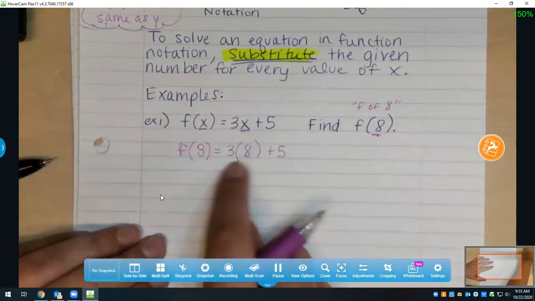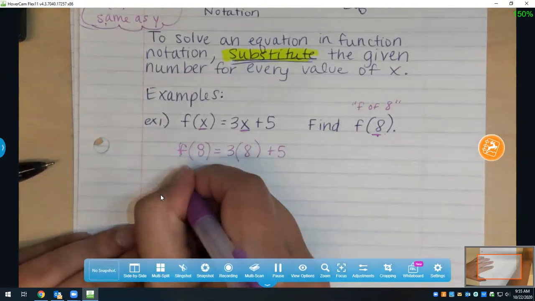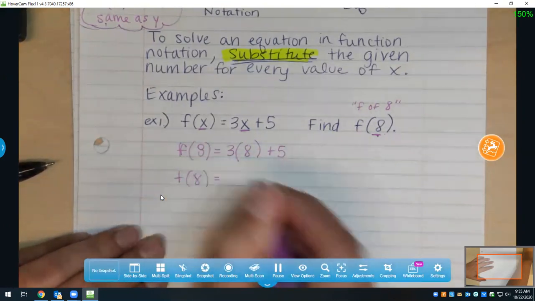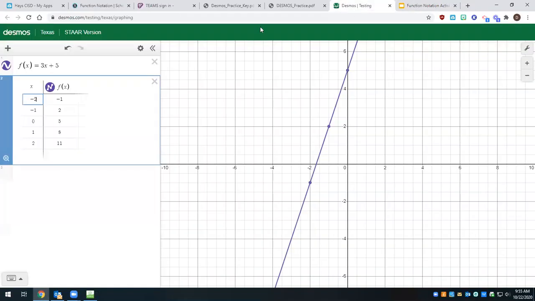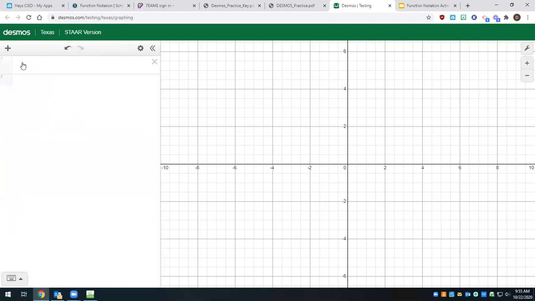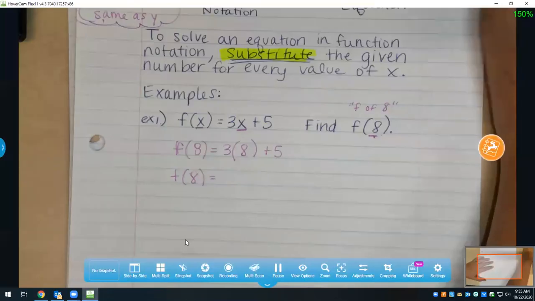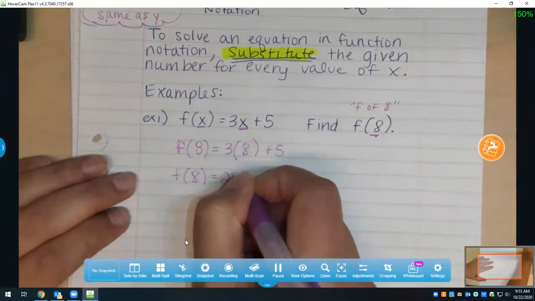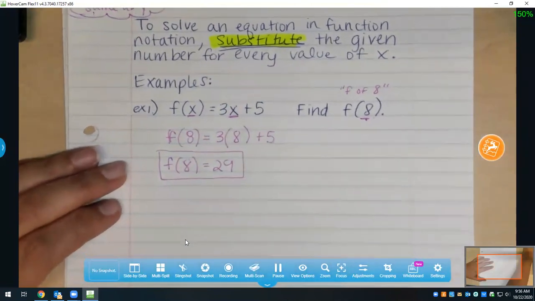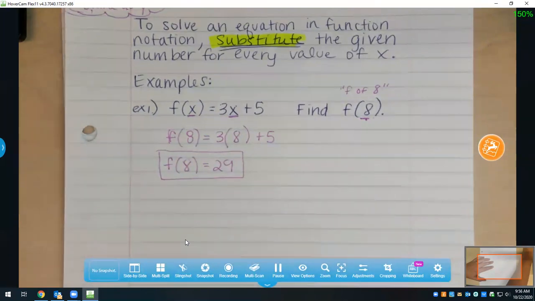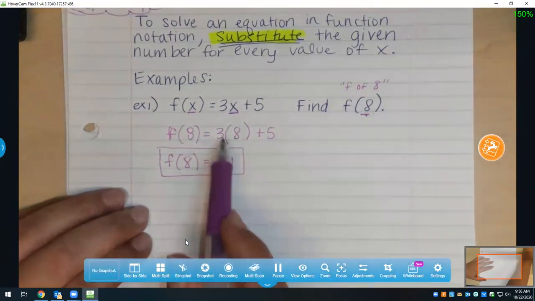From there, just get what this number is. You can do that in the calculator. So DESMOS is probably our most friendly, right? 3 times 8 plus 5. So if we go over to DESMOS, and I have 3 times 8 plus 5, we get 29. So 29. That's your answer. That's all we're doing. If it asks you to evaluate, you're plugging in that number, substituting it, and simplifying.